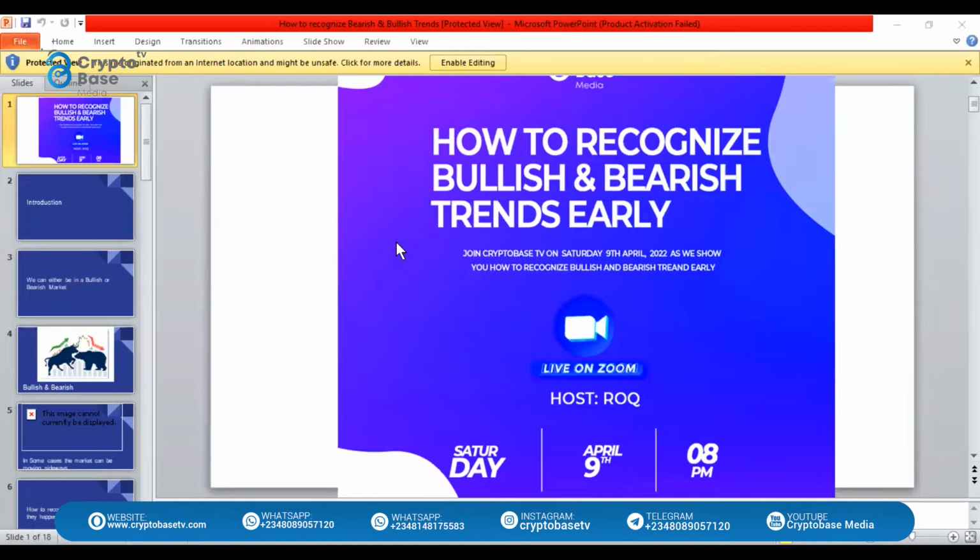The earlier you recognize trends, the earlier you act. And that is how you position yourself in any type of market, guys, be it a bearish market or a bullish market. And that is how you make profits. When you are well positioned, that is how you make good profits from trading cryptocurrencies.